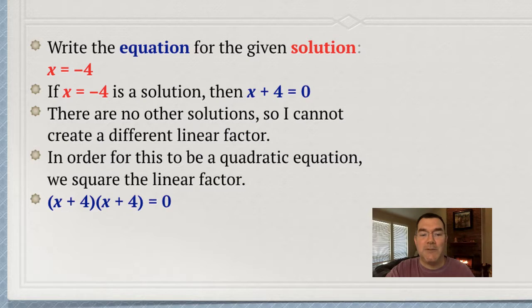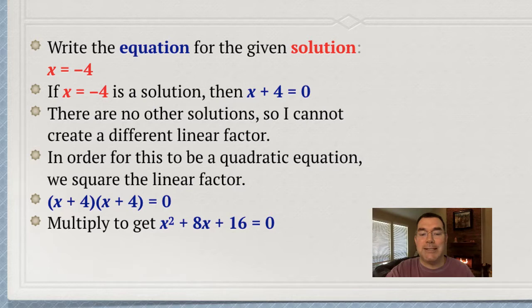So I take x plus 4 and I multiply it by itself, and I set that equal to 0. Because now I have a quadratic equation, not just a linear equation. So I get x squared plus 8x plus 16 equals 0. And that's the quadratic equation where the only solution would be x equals -4.